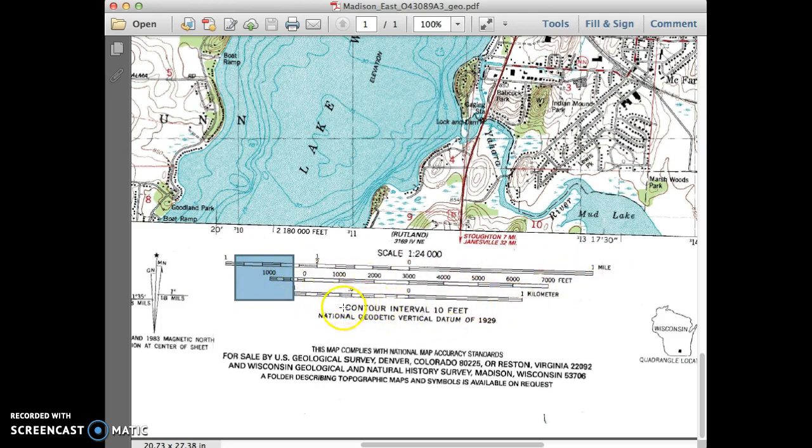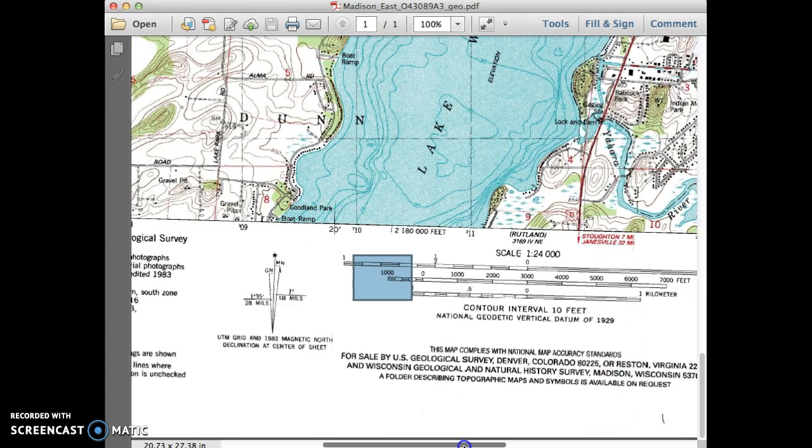Okay, now this note down here that says contour interval 10 feet, that is the contour interval, and that tells you how many vertical feet are between the brown lines, which are the contour lines on the map. And I will talk about those in a minute in a separate video.